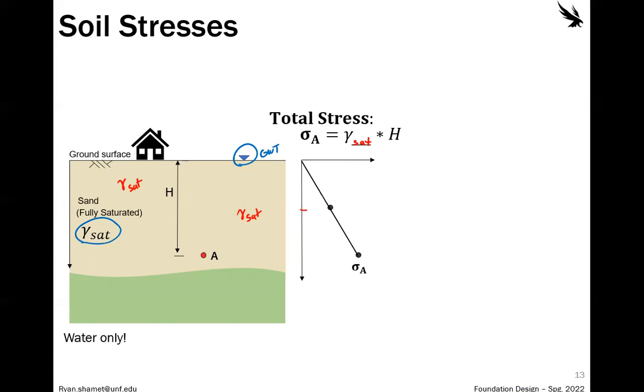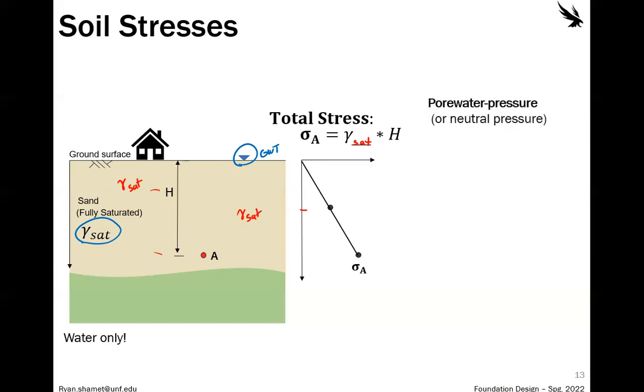Of course, this graph will change if we change our gamma saturated. In some cases, you may see different soil layers with different properties, and if you remember, this won't be a perfect straight line. It could change and have different segments. So we have that. Let's find our pore water pressure.